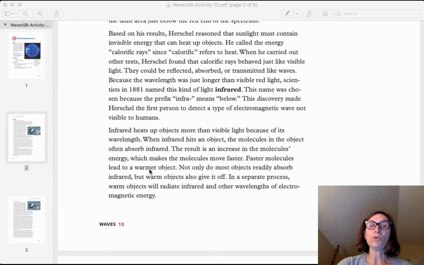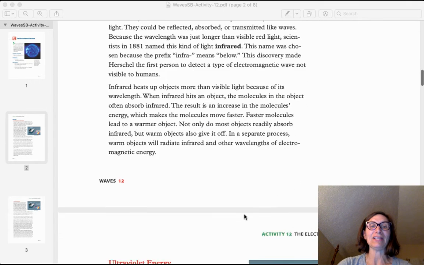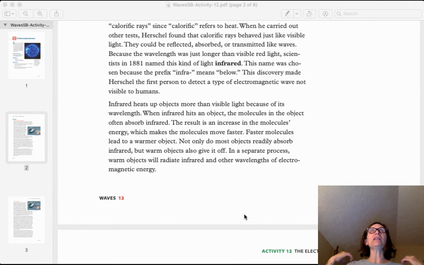Faster molecules lead to a warmer object. Not only do most objects readily absorb infrared, but warm objects also give it off. In a separate process, warm objects will radiate infrared and other wavelengths of electromagnetic energy. So night glasses technology detects infrared waves in the pitch dark because of the heat coming off. So I can tell where warm objects are, aka lions hunting at night, aka humans slinking around during wartime.